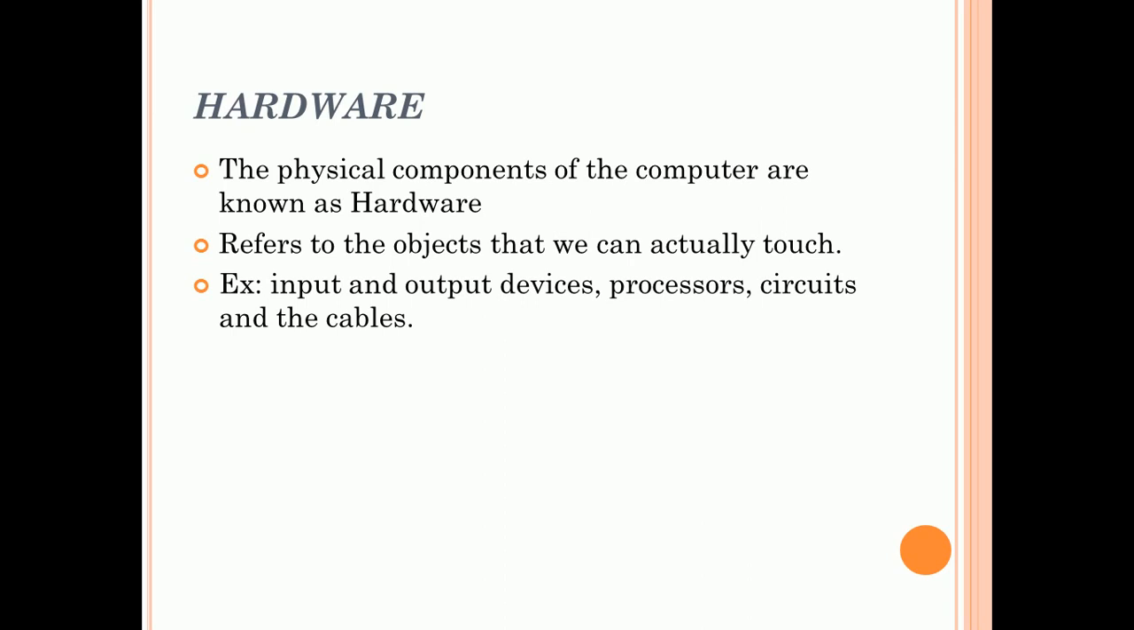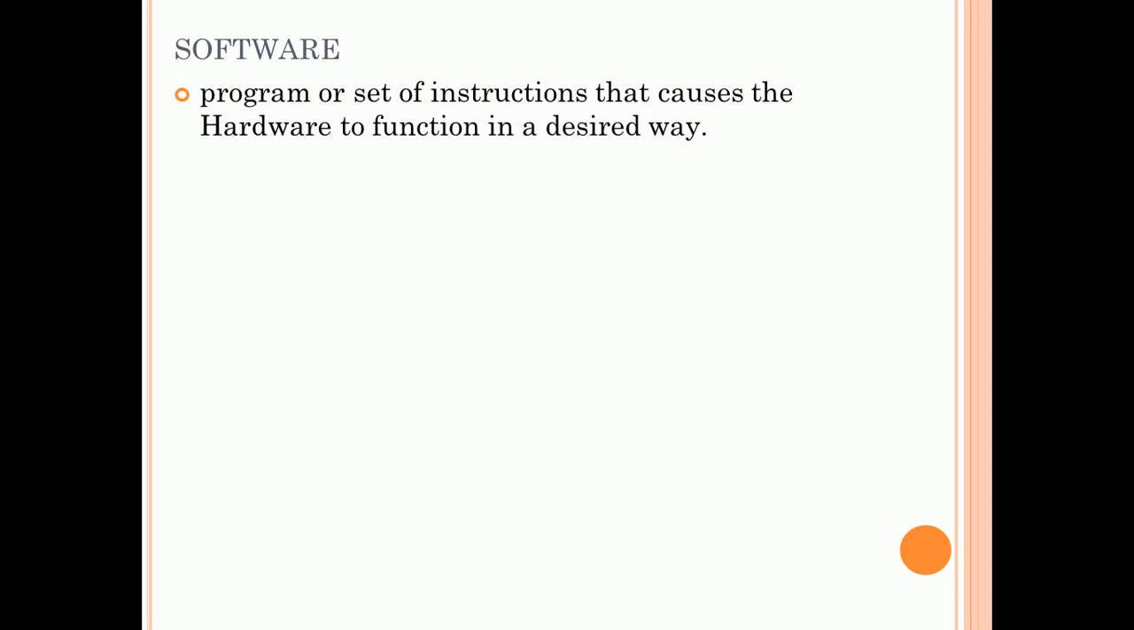So for example, all the input and output devices, which we all know, all the processors, circuits and the cables, all these are included in the hardware. Next, software. Software is a program or set of instructions that causes the hardware to function in a desired way. So it is not a hardware type. We can't touch the software. Okay, so it is a set of instructions that causes the hardware to function in a desired way.